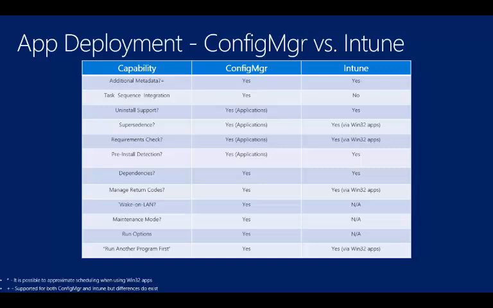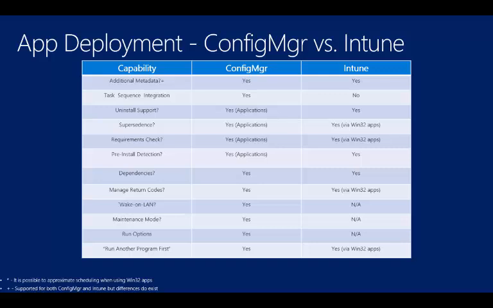Being able to manage return codes. Yes, you can do that in ConfigMgr through the app model. You can also do it in some other ways, not related to the app model too. Can you do it in Intune? Yes, with Win32 apps. Wake on LAN support. That is uniquely a ConfigMgr integration. That's not something you're going to get with Intune. Same thing for maintenance mode. There is no equivalency for maintenance mode in Intune.